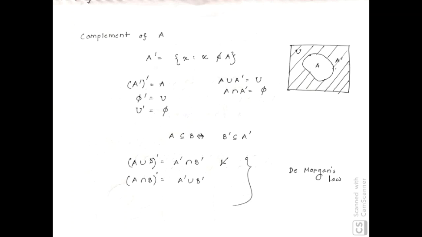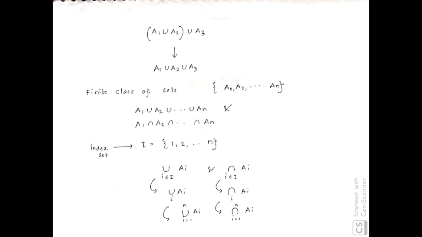A few of them are: if you take the complement of the complement, this is equal to the original set A. Okay. If you take the complement of phi, that is capital U, the universal set. Or if we take the complement of the universal set, that is the null set.